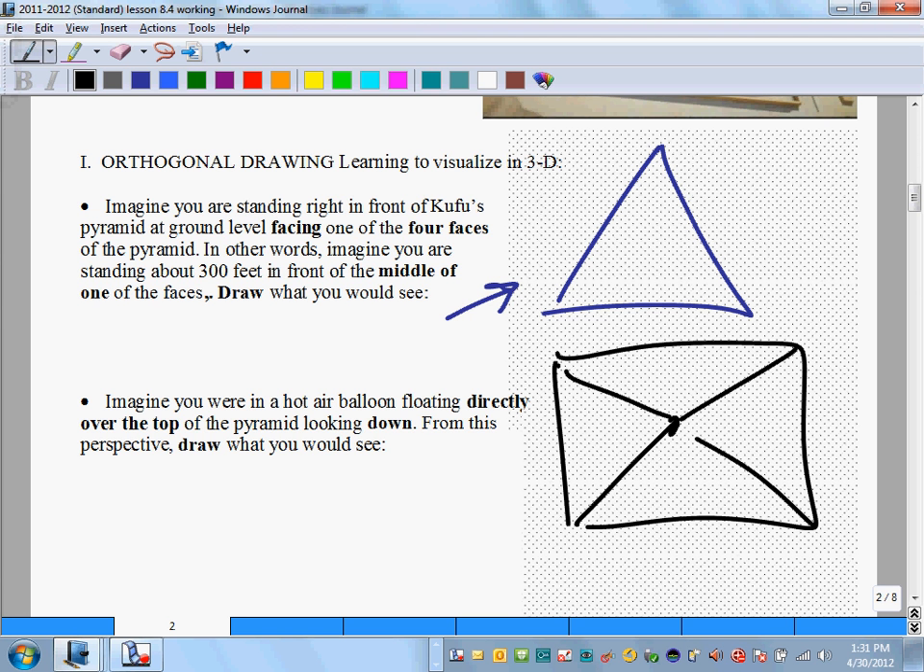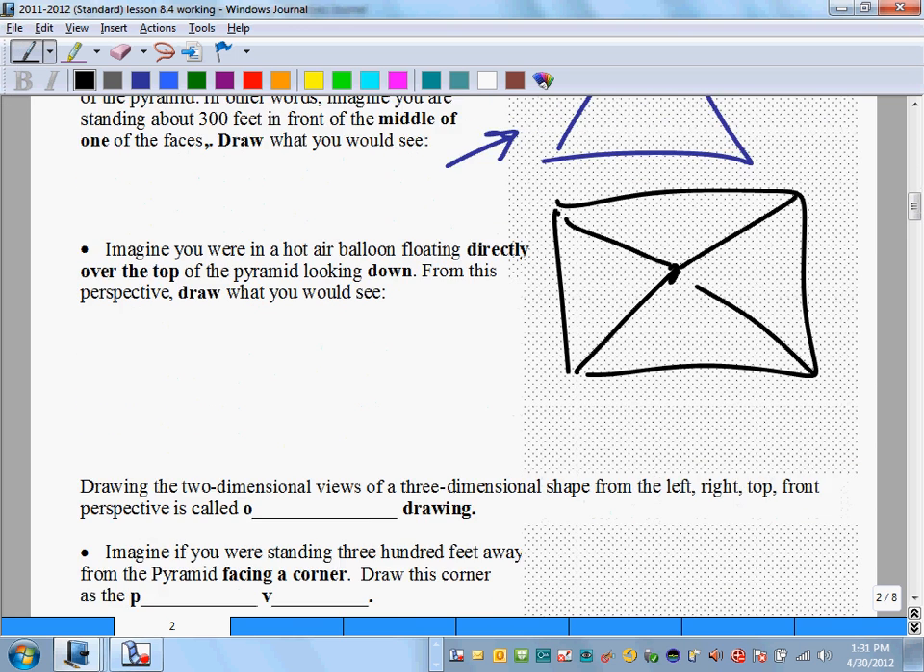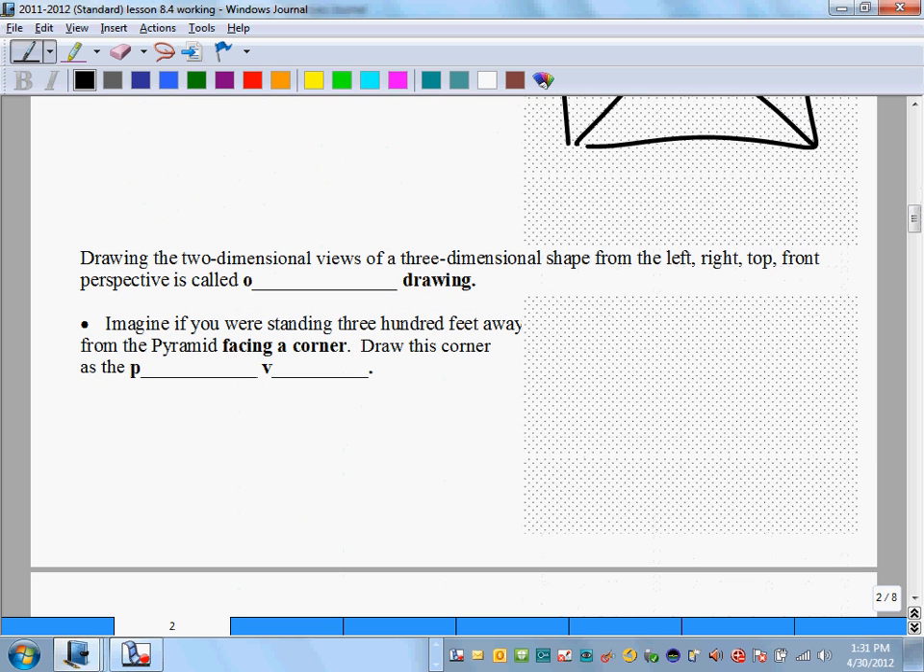Okay, look there. You would see the edges. How many of you got that? Kind of a cross thing. Good. Now, for those of you in art, you know how to do this. Now, Tyler, you were asking me, am I looking straight on or at the corner? Because it makes a difference. Here, imagine you're standing about 300 feet away, facing a corner. This is now called a perspective view. What's that going to look like? Draw. You're standing at the pyramid's corner, looking straight on.